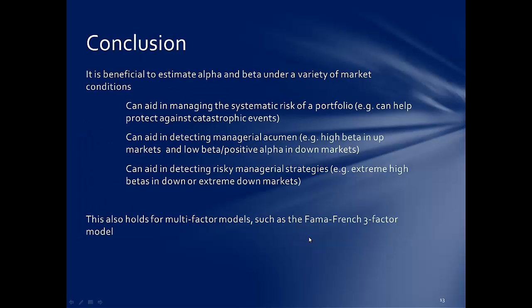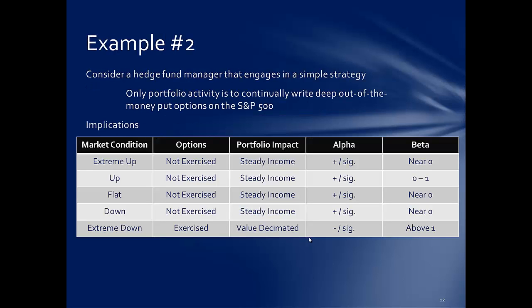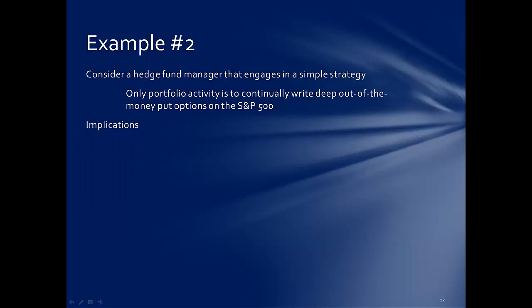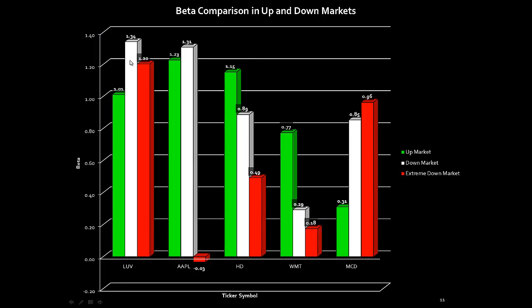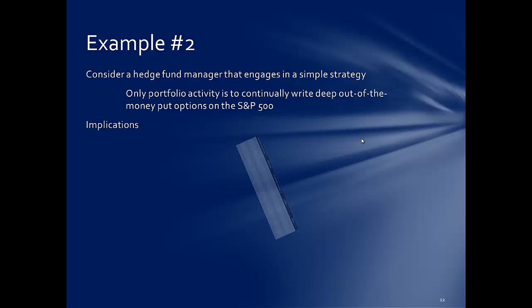So what's the conclusion from these two examples? It's really beneficial to estimate alpha and beta under a variety of market conditions. In other words, the only way to discover these shenanigans that might be played by a fund manager is to actually isolate these different market conditions. Run a regression during up conditions, run a regression during down conditions, run a regression during extreme down conditions, which is exactly what I did here. And you can see that you get very different results, and this is just with individual stocks.